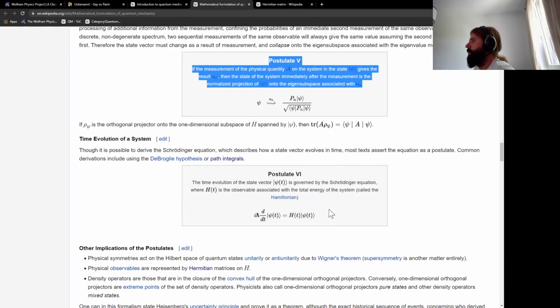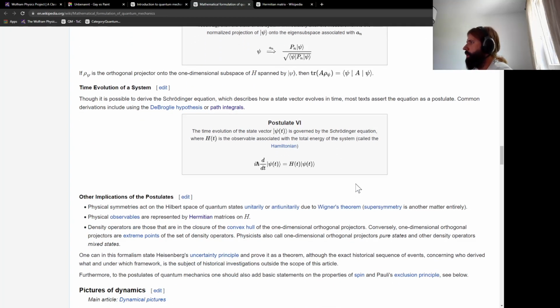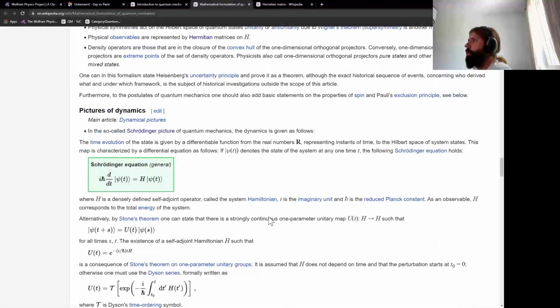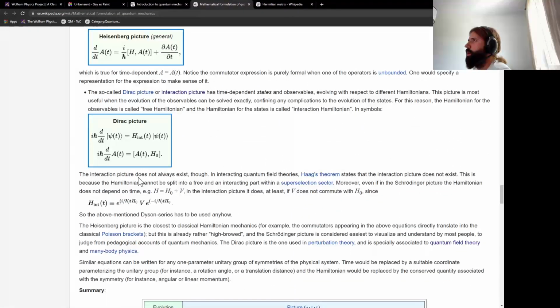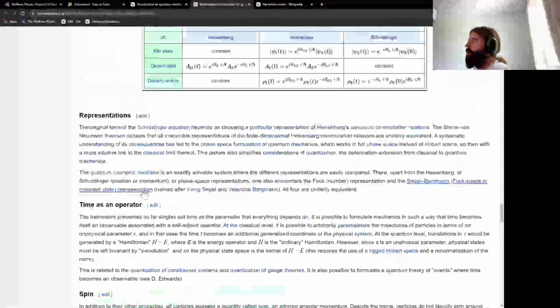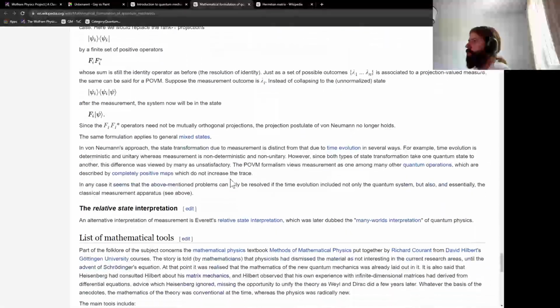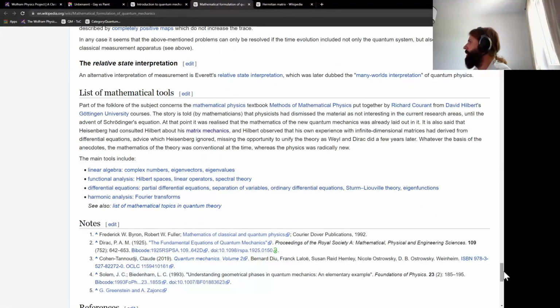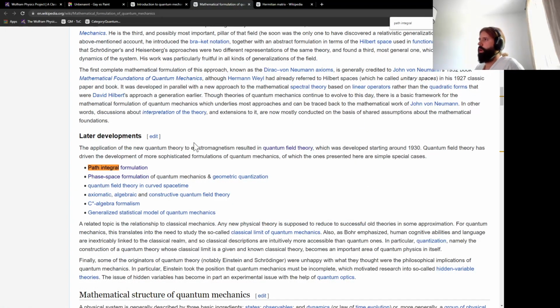Postulate 6, the time evolution of the state vector is governed by the Schrodinger equation, where H is an observable associated with the total energy of the system called the Hamiltonian. Yeah, but that's again other implications of the postulate. So these are all the postulates. Features of dynamics, this we know. Heisenberg, Dirac picture, and then we have time as an operator, spin, Pauli's principles, representations, the problem of measurement, that is the problem, list of mathematical tools. Okay, but that doesn't do a good job to the path integral stuff, right? Oh, later developments, okay.